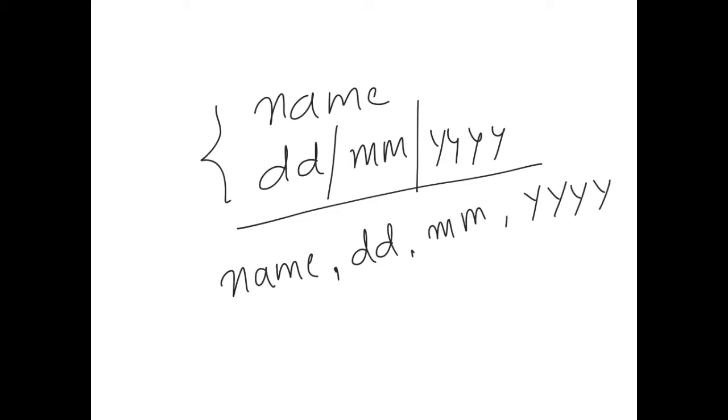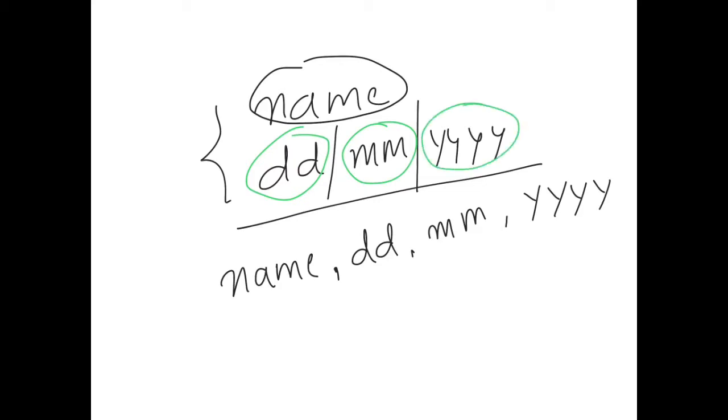So you have to take each and every individual item, the name, the date, the month, and the year, as a separate token, as a separate entity, and we call it a token here. And how do we separate them into different tokens? With the help of a delimiter. The delimiter is a separator. Here the delimiter is the forward slash.